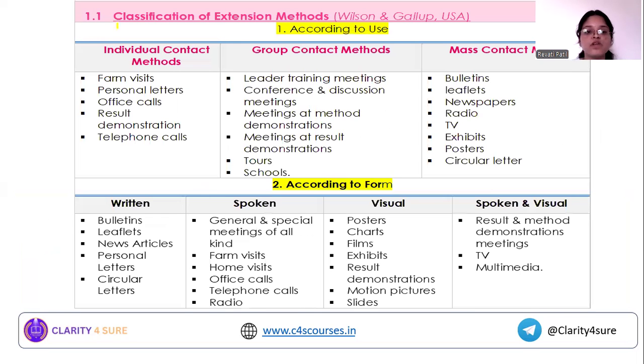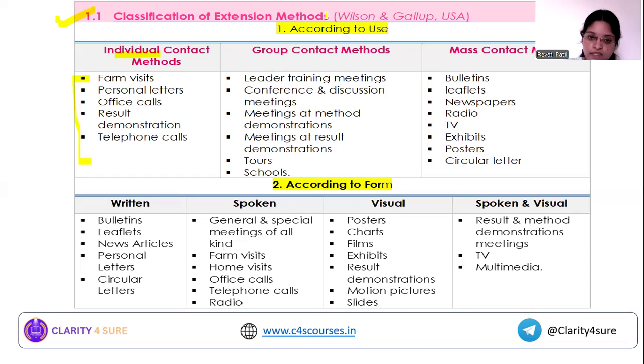Okay. So this slide is talking about classification of extension teaching methods. So what is the use of this classification? When extension personnel want to choose one extension method according to the situation, this classification is going to help that person. So if he wants to communicate his message to an individual, then he is going to choose one method from these columns. So yes, this is how this classification is helpful.